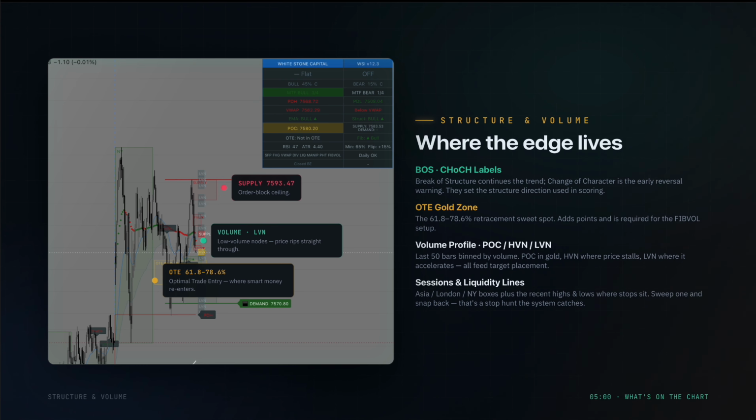You'll also see BOS and CHOCH labels. BOS stands for break of structure. It is price continuing its trend. CHOCH is change of character. It is an early warning that the trend may be reversing, so just keep an eye out on it.